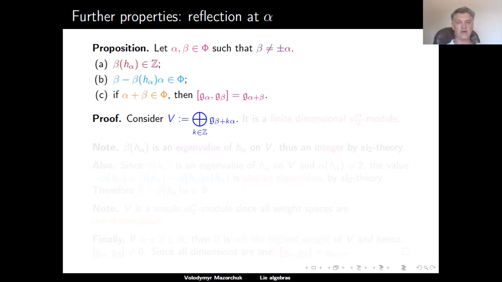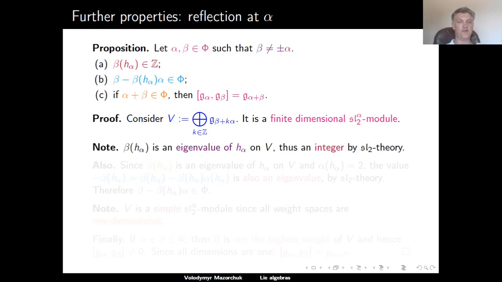Of course, it's a finite dimensional module over our SL2 subalgebra SL2 upper alpha. Note that the value of beta at h sub alpha is an eigenvalue of h sub alpha on this module. So it must be an integer because of our theory of finite dimensional SL2 modules.